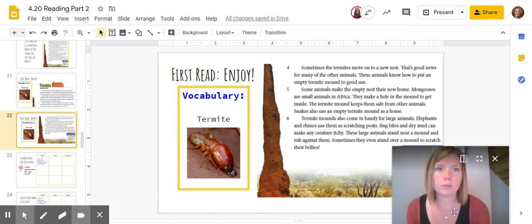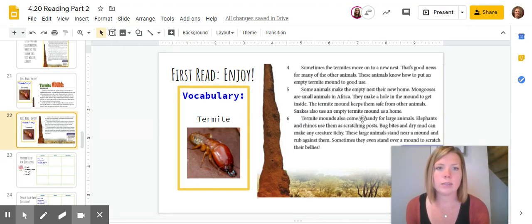Sometimes the termites move on to a new nest. That's good news for many of the other animals. These animals know how to put an empty termite mound to good use. Some animals make the empty nest their new home. Mongooses are small animals in Africa. They make a hole in the mound to get inside. The termite mound keeps them safe from other animals.